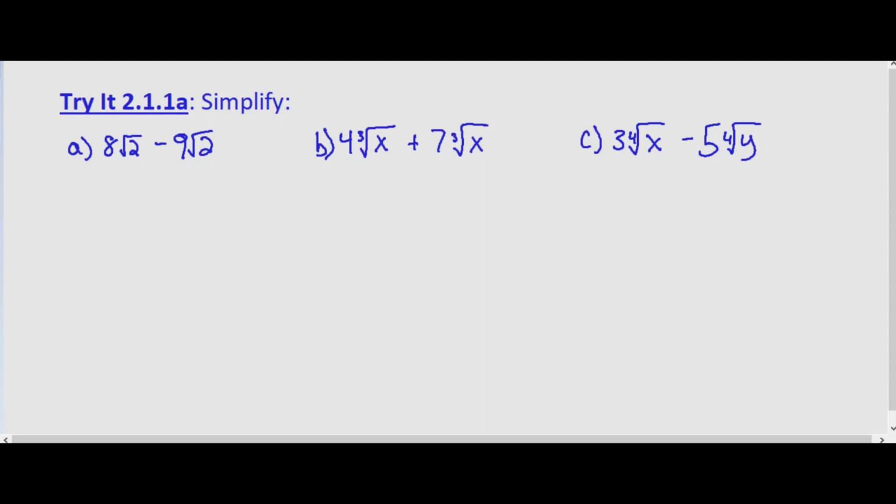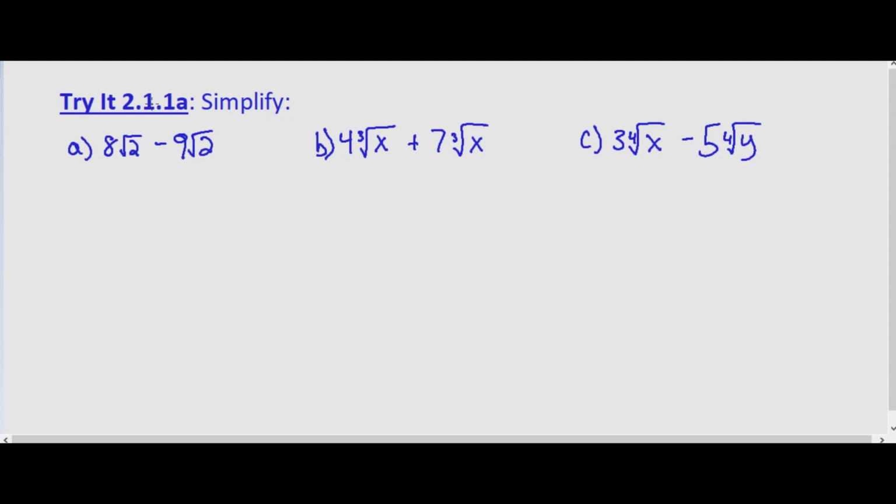In this tried exercise, we're looking at simplifying radicals. In this case, we're looking at simplifying like radicals. Now, what you've been told in the lesson commentary is that if you have the same radical, the radicals are alike, you simply perform the operation on the coefficients, treating it as if it's a variable.